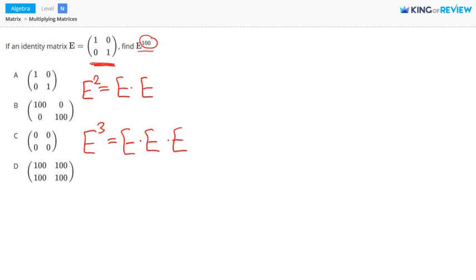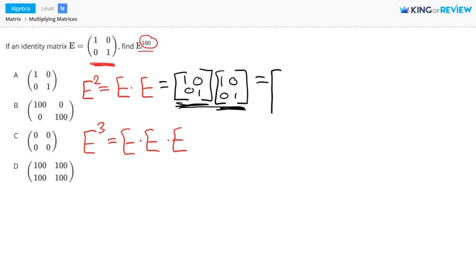So let's take a look at what E squared would be. E squared is matrix E, 1, 0, 0, 1, multiplied by itself, 1, 0, 0, 1. So we're multiplying these two matrices together. Now remember, when you multiply matrices together, you want to multiply corresponding entries in the first row of the first matrix and the first column of the second matrix, and then add them together. So let's set this up.